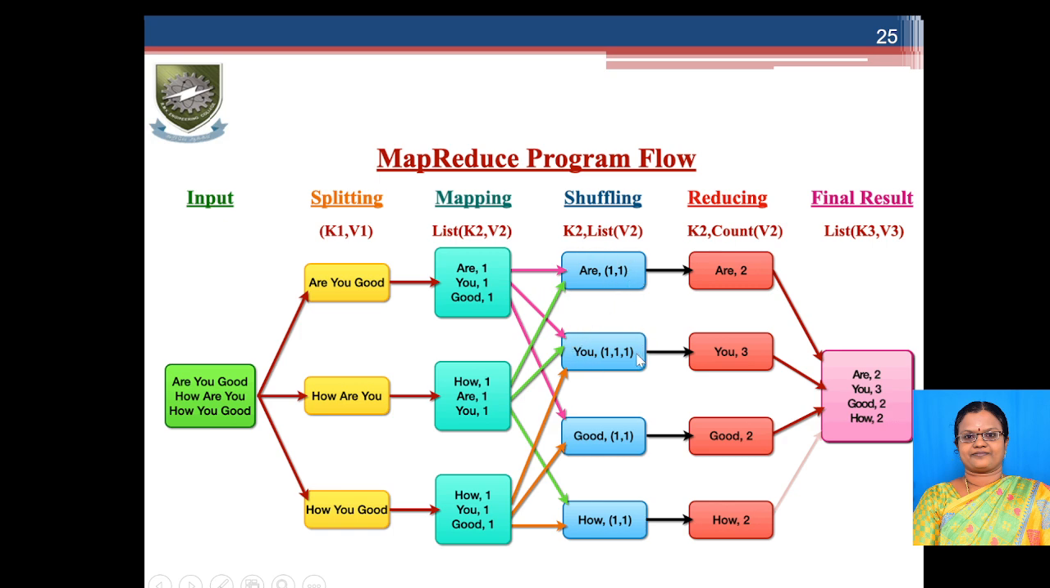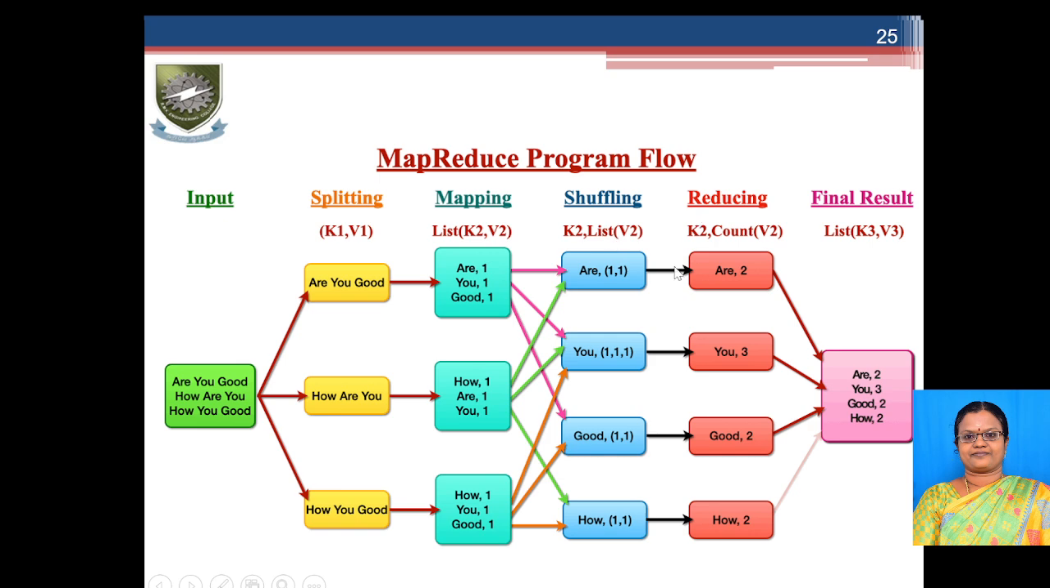If you see the second word U, I have U in all the three statements, so I have 1 comma 1 comma 1. Similarly for good, it is present in the first statement and the third statement, so it is 1 comma 1, one time in one statement and one time in the other statement. And how is also present in two statements, "how are you" and "how you good", so it is 1 comma 1.